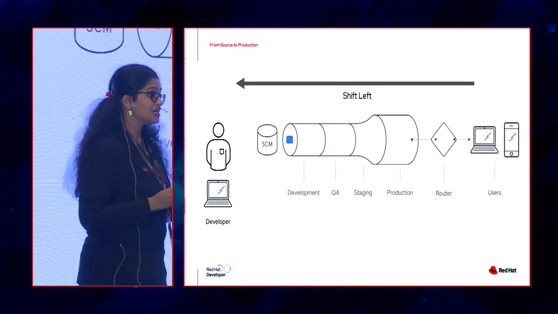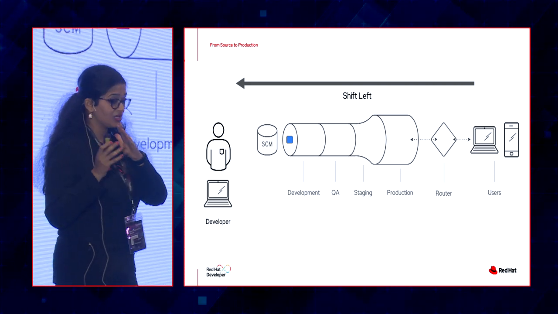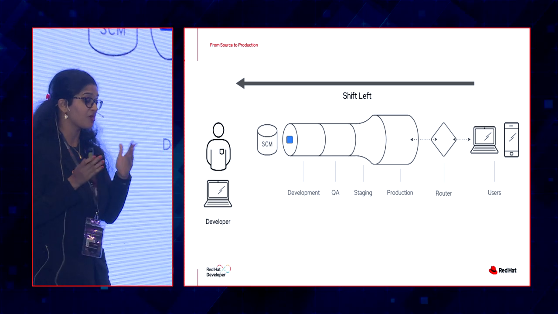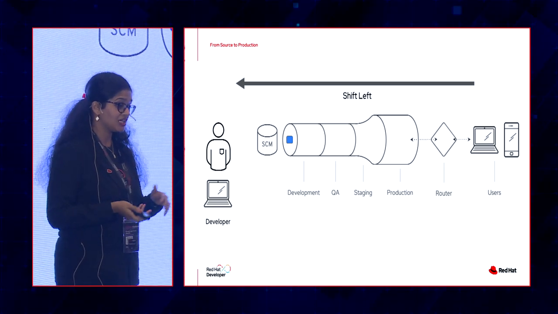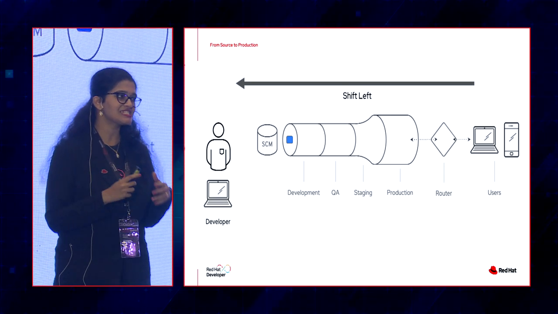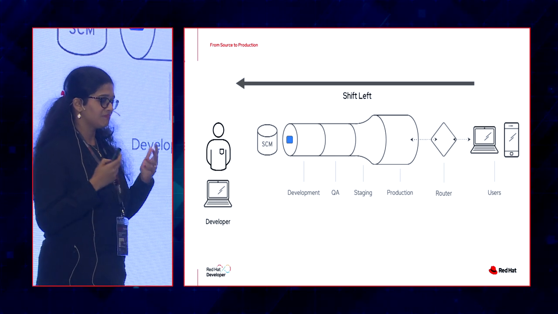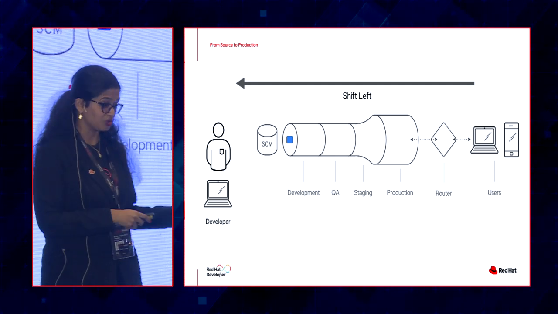The production code is used by the end users, but shift left is about moving from the end users to the router, production, staging, networking, QA, development, and the development code, and seeing what is actually the reason or the root cause for the risk which we found.